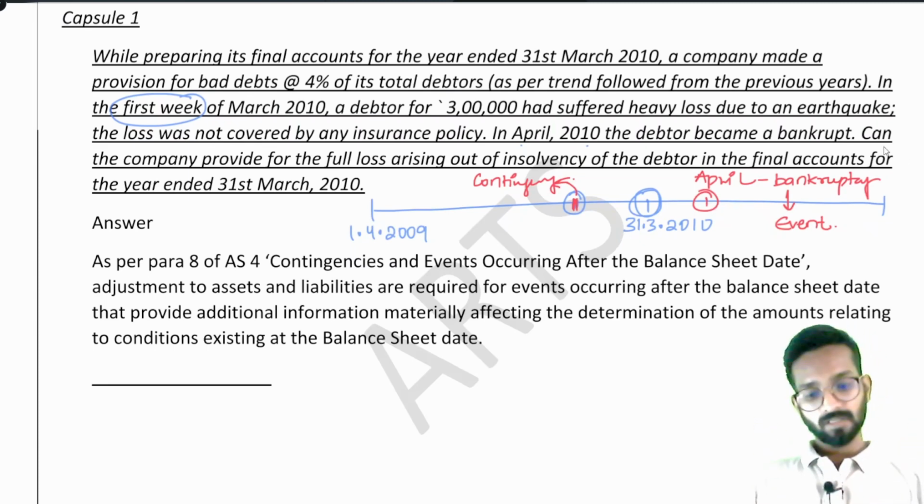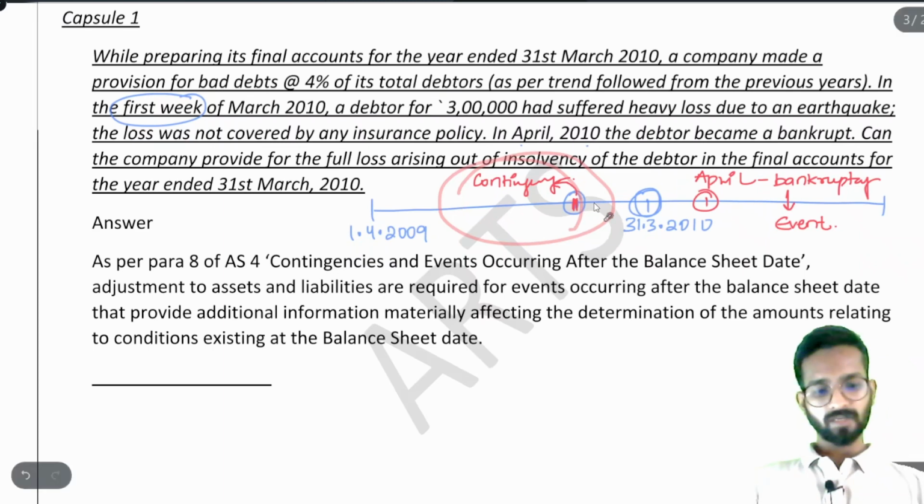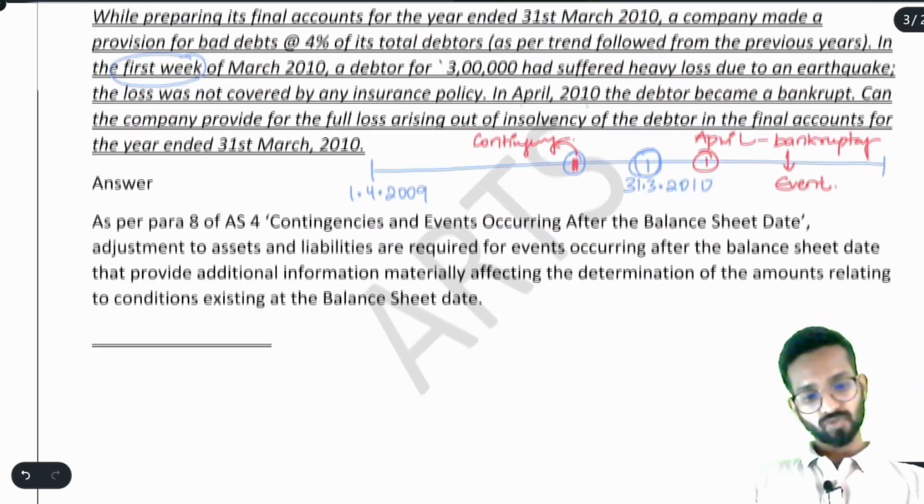Insolvent. It means, can the company provide for the full loss arising out of insolvency of the debtor in the final accounts for the year? First you tell me, is it an adjusting event or not? You will say, sir, it is very easy. You only taught us that if the contingency is there before the date of financial statement and the event happened after the date of financial statement, but before approval, then it is the adjusting event. See, the date of approval is not given here, but we will assume that the bankruptcy has been declared before the approval only. Okay. Now, this is an adjusting event.